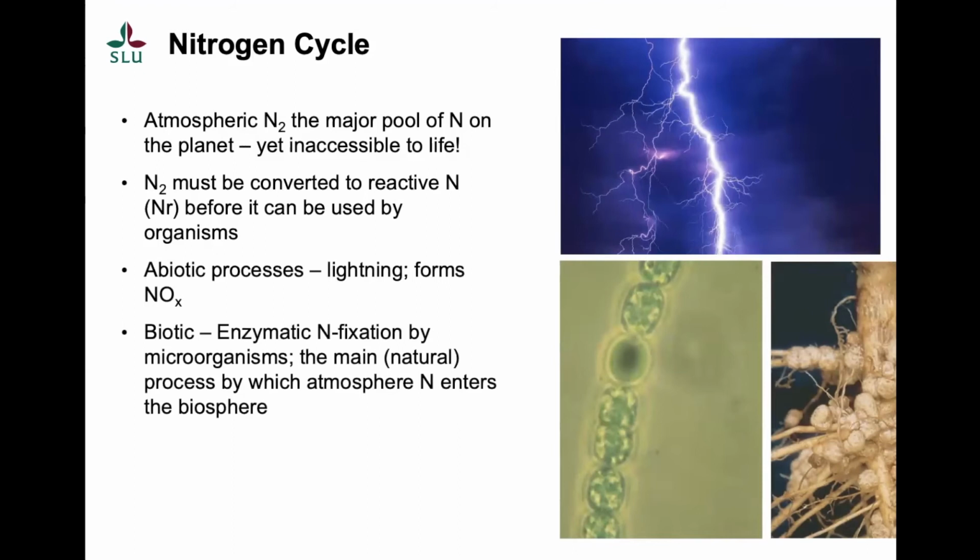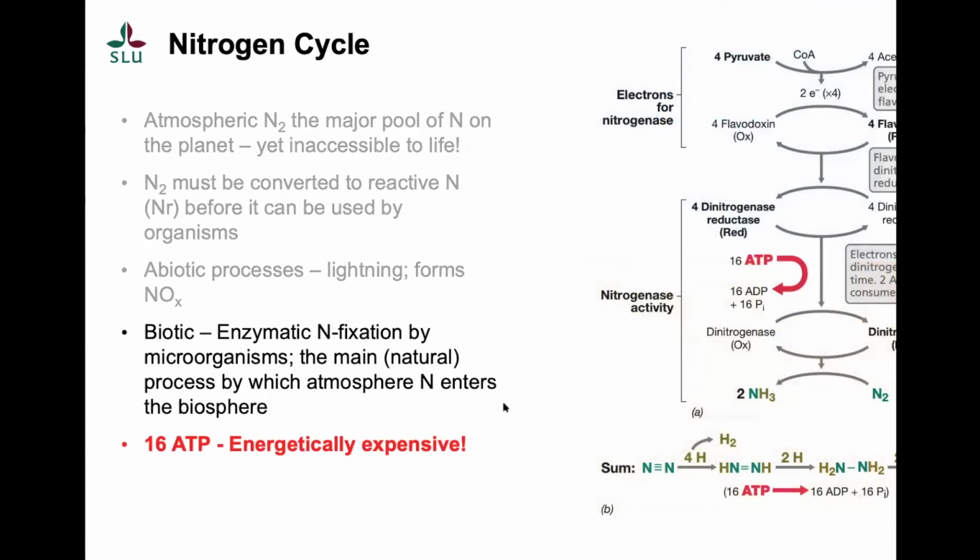So you'll have lightning that will produce an oxide of nitrogen that can then react and form different forms of nitrogen oxides. But that was maybe done very early in Earth's geological history. For the most part, organisms have evolved to perform enzymatic fixation of nitrogen. So this is really the main way that nitrogen has entered into the biosphere over geological time.